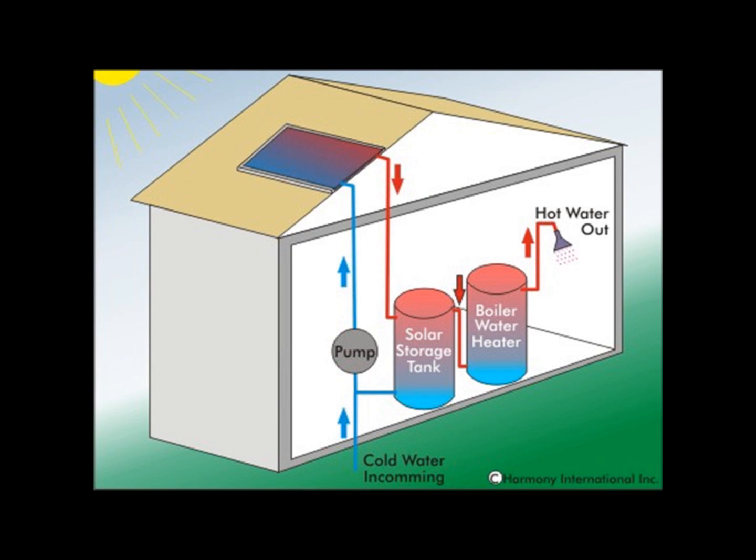So you can see the house, the sun shining on it, you can see the solar panel, and then it highlights where the water is coming in. That's the cold blue arrow going up. It's getting heated on the solar panel, and then the hot red arrow is going down into the storage tank, and then also the boiler water heater. That's the example of that auxiliary power.